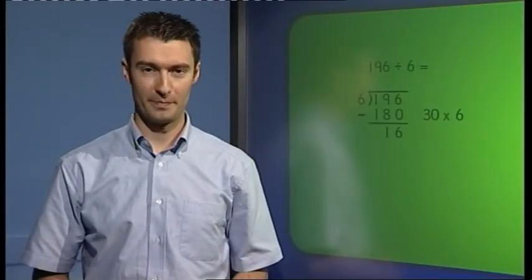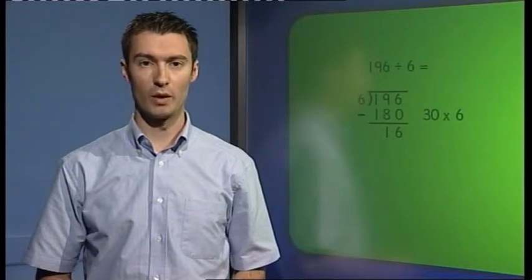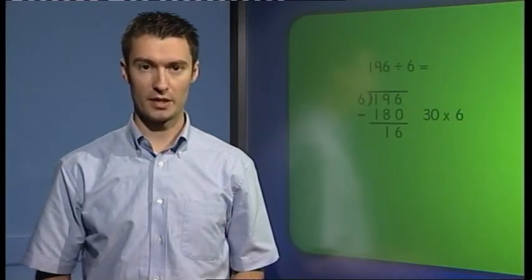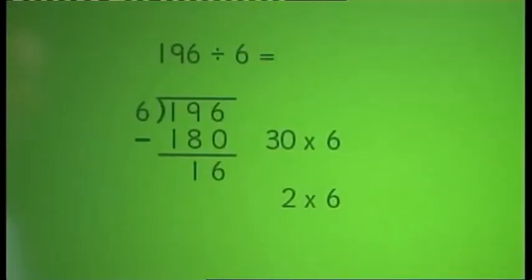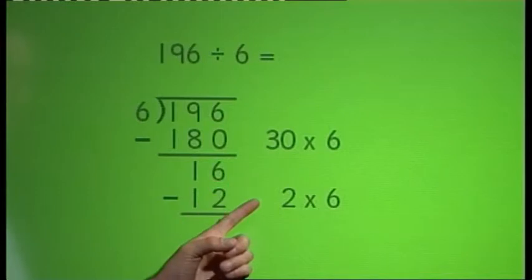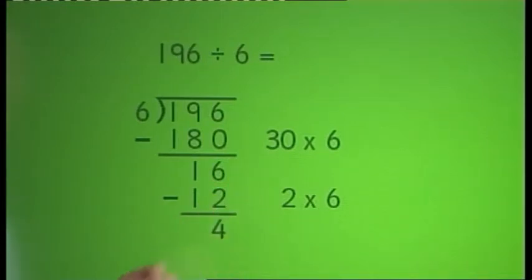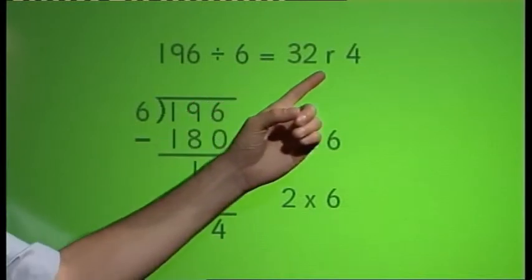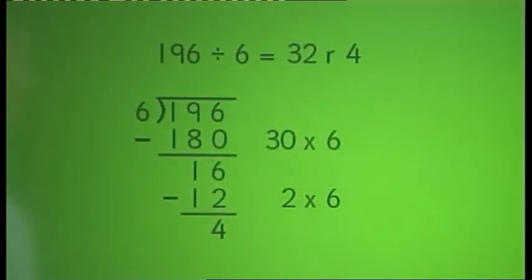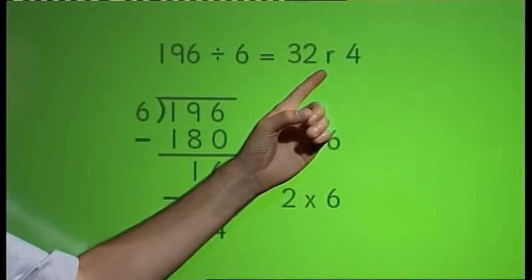Now we repeat the step. What's the largest number of 6s we can take away from 16? Well, that's the 6 times table. 2 lots of 6, or 12. And when we do the subtraction this time, the answer is 4. We can't go any further. The answer is already here, 30 and 2, or 32 lots of 6 that we took away, and a remainder of 4. So the answer is 32, remainder 4. Now remember that we use an R for remainder.